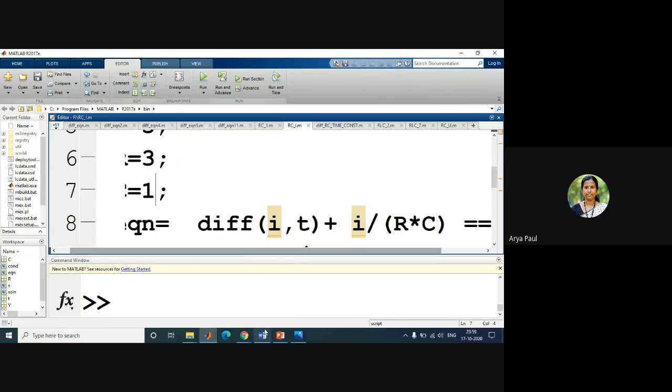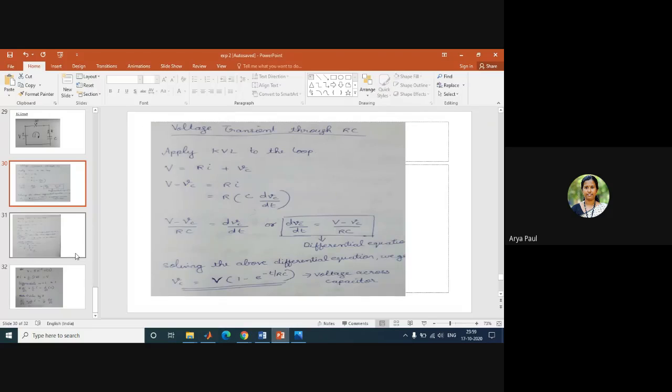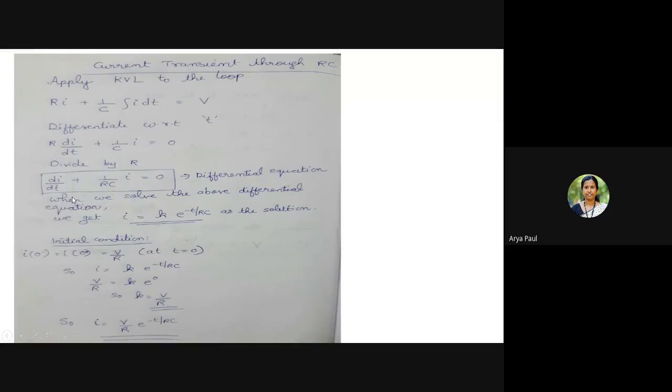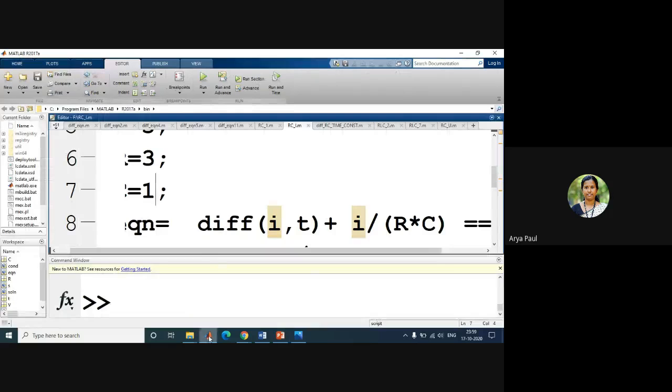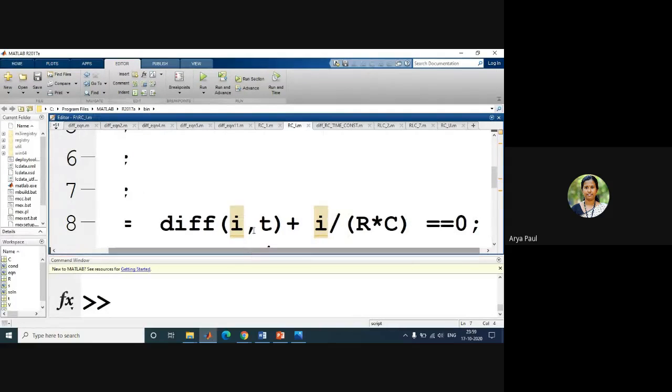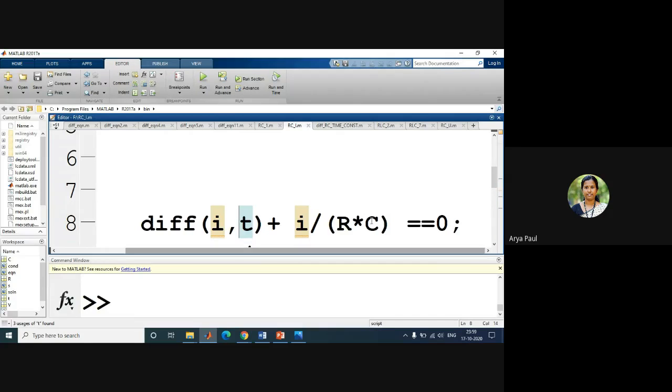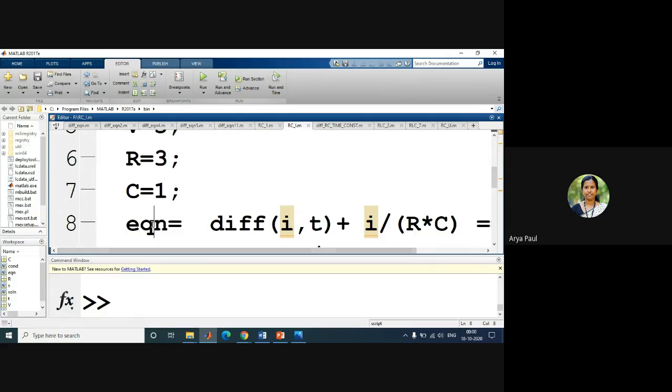Now my equation of the current. The equation of the current transient is di by dt plus 1 by RC into I equal to 0. This is the differential equation. Let us put this in MATLAB. Differential: diff of I comma t, plus 1 by RC into I, that means I by RC, equal to 0. That is my equation, and I am putting it in a variable called equation.